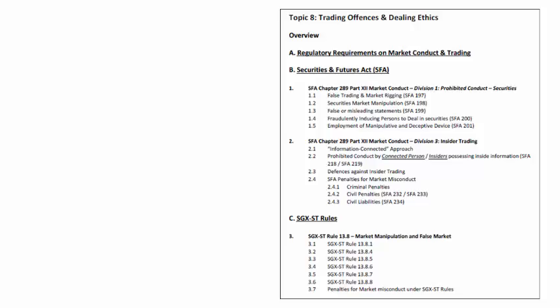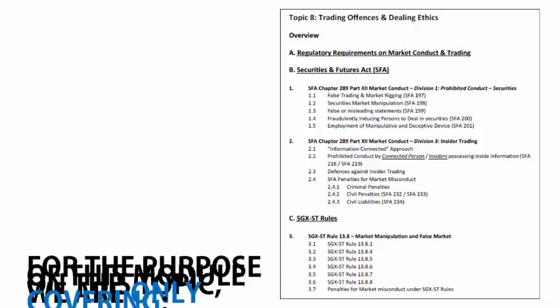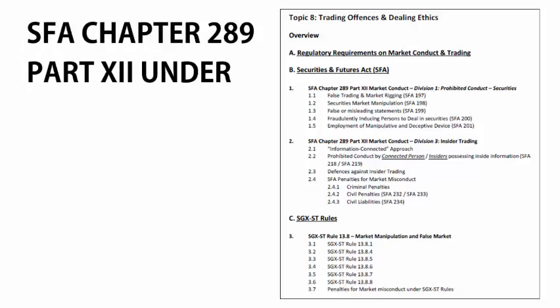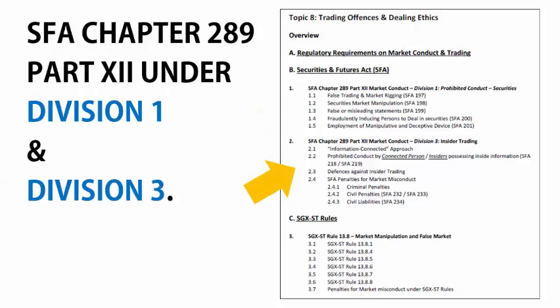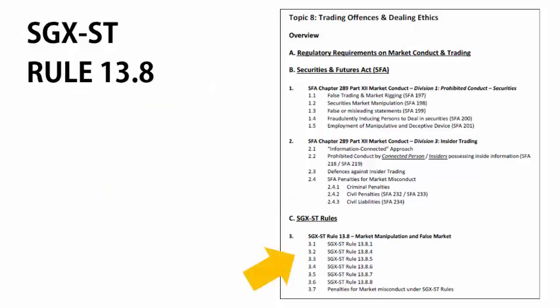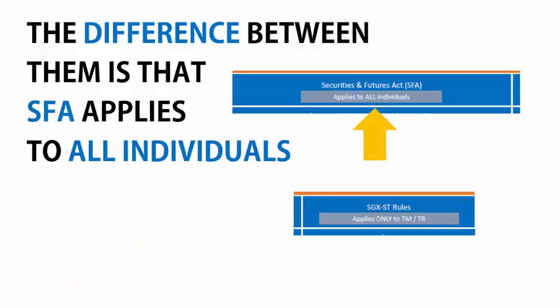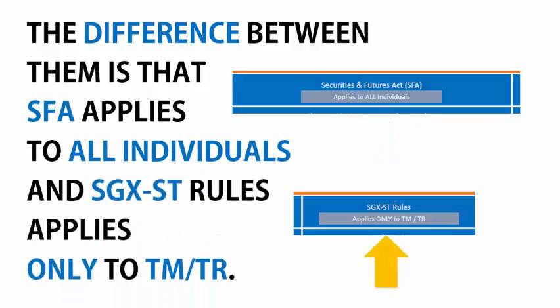On your screen right now, you will see the content page of the study notes, and for the purpose of this module, on this topic, we will only be covering SFA Chapter 289 Part 12 under Division 1 Prohibited Conduct, Securities, as well as Division 3 Insider Trading, and not forgetting the SGX-ST rules number 13.8. The difference between them is that SFA applies to all individuals, whereas SGX-ST rules apply only to the trading member and the trading representatives.